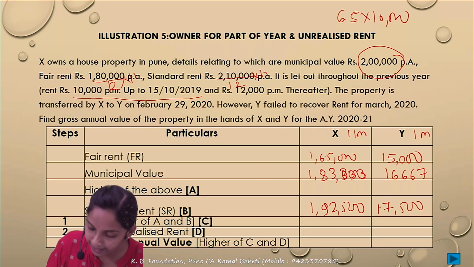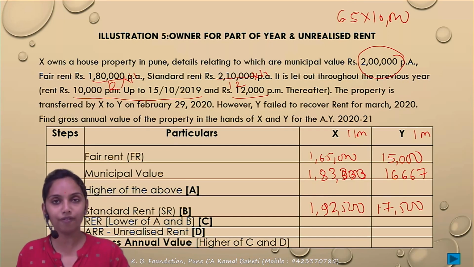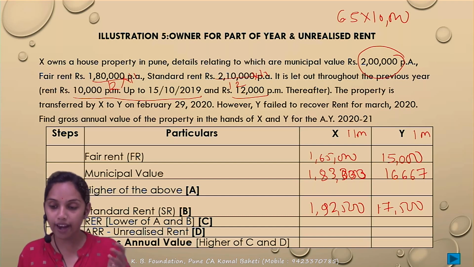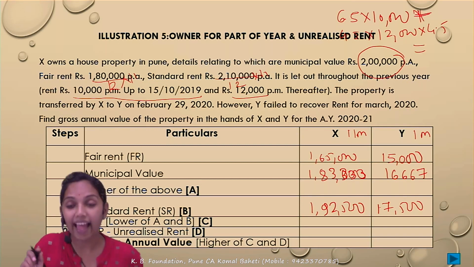After that the rent has been changed to 12,000. Correct. So October half, November, December, January, February. February में here transfer the property to the Y. Correct. So 4.5 months. Correct. So for the 4.5 months the rent is 12,000. So you will get the actual rent.